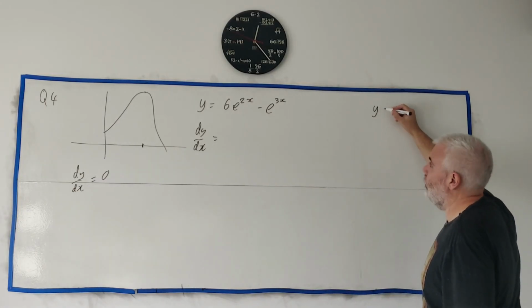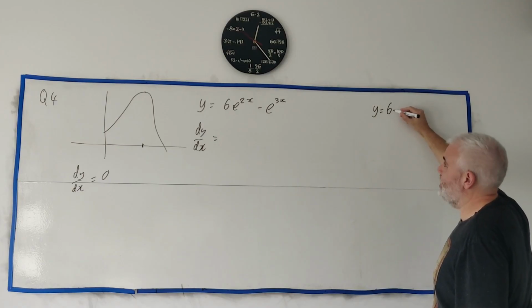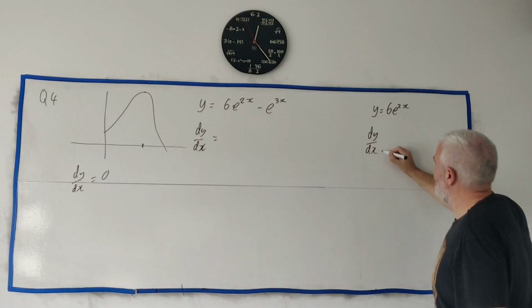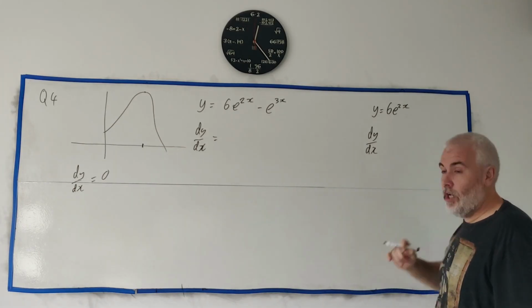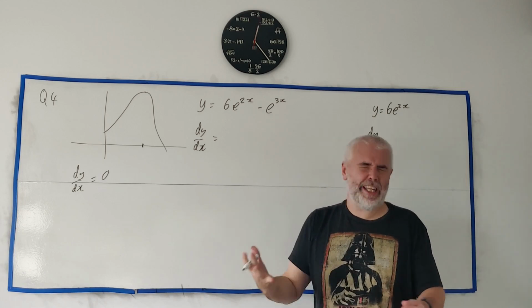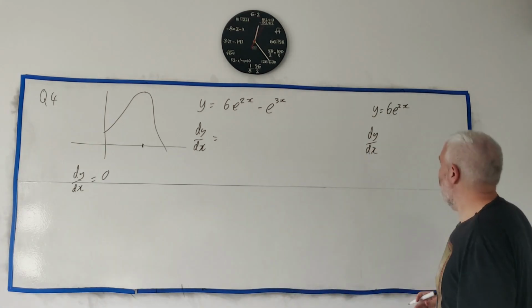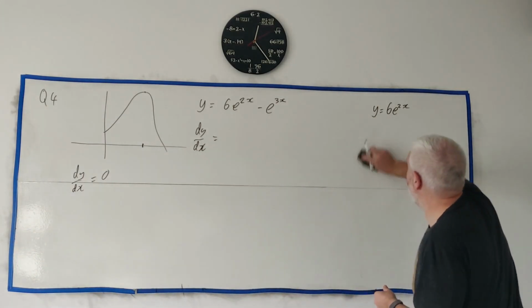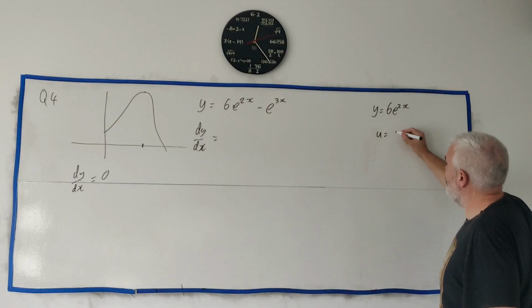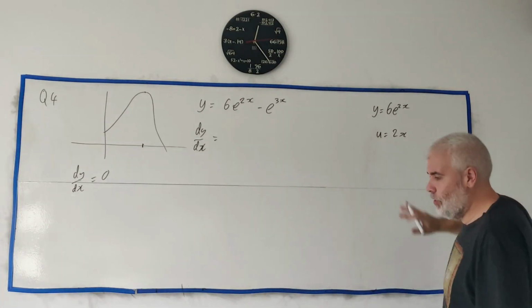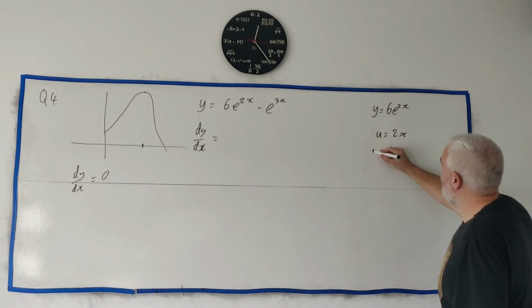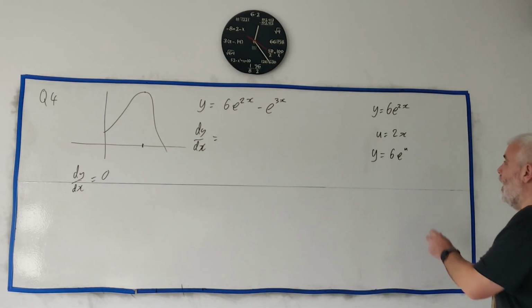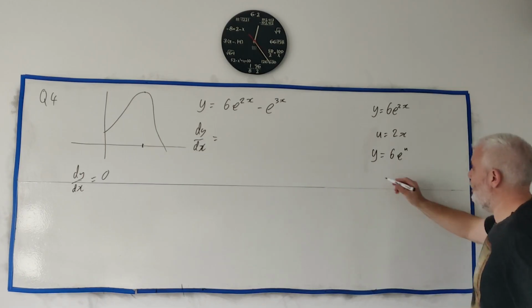Let's just come over here and look at a whole new function, 6e to the 2x. To differentiate this, it's a little complicated. We know how to differentiate e to the power of x. It's really easy. It's just e to the power of x. So if I substitute, I put u is equal to 2x. You can do all this in your head. You wouldn't usually write all this. This function becomes y is equal to 6e to the u. Using chain rule, this is quite easy to differentiate.